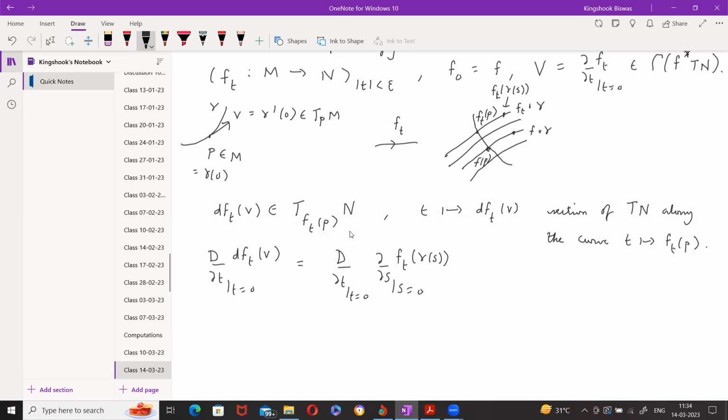When I differentiate in S, what will I get? I'll get dft at the point P applied to gamma prime 0, which is V, right? Now this Ft of gamma S is a parametrized surface. So for a parametrized surface, by symmetry of the connection, I can interchange del T and del S. So this will become d del S at S equal to 0 of del T at T equal to 0 of Ft of gamma S, right?